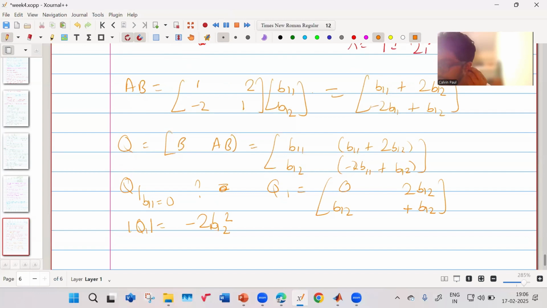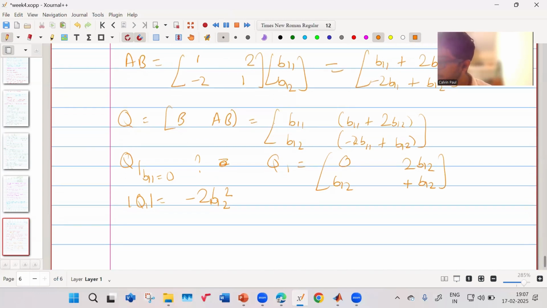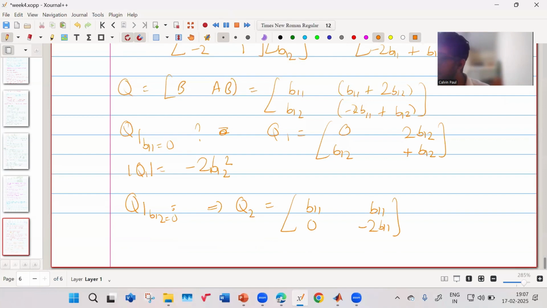Let us consider the case when B12 is equal to 0. So this is my Q2. My Q2 in this case is B11, B11 and 0, minus 2B11. Okay. So now if you find the determinant of Q2 in this case, you will get it to be minus 2B11 square.